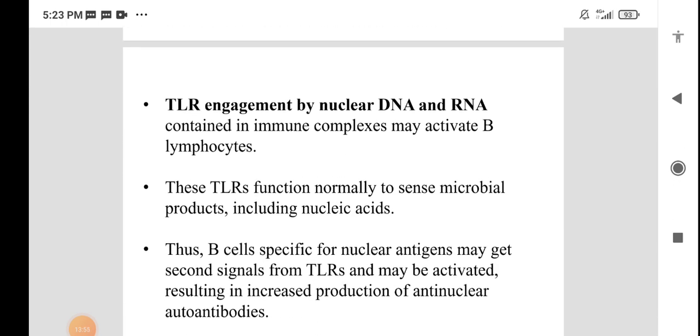TLR engagement by nuclear DNA and RNA contained in immune complexes may activate B lymphocytes. These TLRs function normally to sense microbial products including nucleic acids. Thus, B cells specific for nuclear antigens may get second signals from TLRs and may be activated, resulting in increased production of antinuclear autoantibodies.